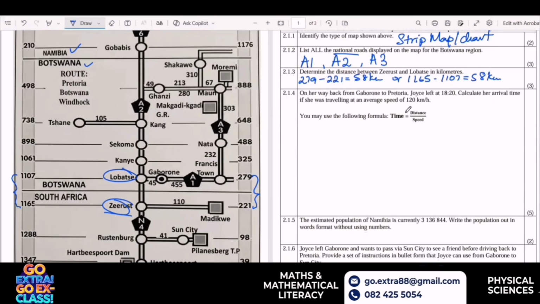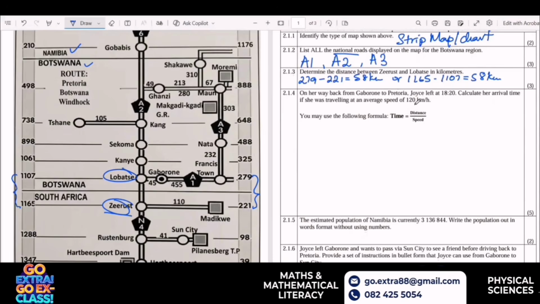So now here's the formula, and the formula has already been arranged for you. Time is the subject of the equation, and then distance divided by speed. So therefore, this is the formula that we have. So we must calculate the arrival time. So that means you need to find the traveling time. What was the traveling time from Gaborone to Pretoria?